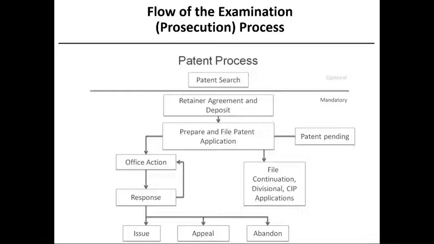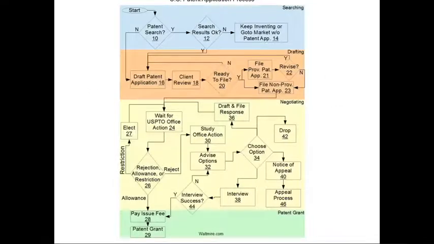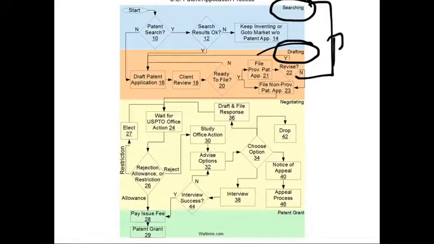On this next page, if I can get it to load, here we go, is a little bit more of a complicated diagram, but the idea is still the same. You've got the searching up there, where they talk about a patent search. You've got what in this diagram is called the drafting, where it has a client review in there and all this kind of stuff. We might call this preparation of the patent application. And then the patent is filed with the office, and then it's now pending before the USPTO.